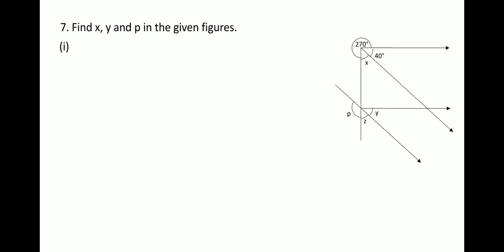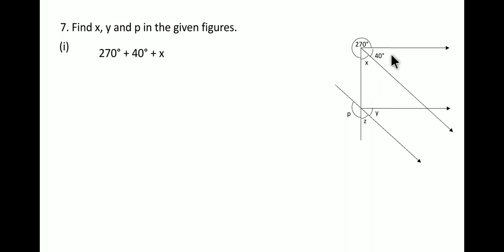Next, question number 7, where we have to find X, Y and P in the given figures. So in question number 1, this is the figure, and we need to find the values of angle X, angle Y, Z and P. Alright, so here let's start with this particular portion. This angle from here to here is 270 degree. This is X and this is 40. So if you add all the total of these angles, it should be equal to 360 degree.